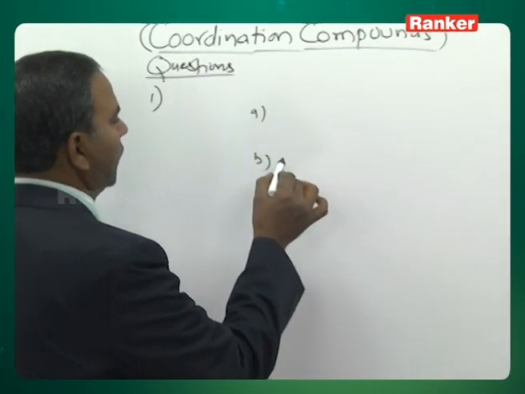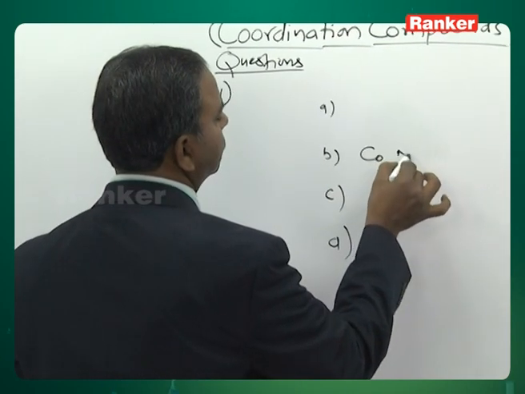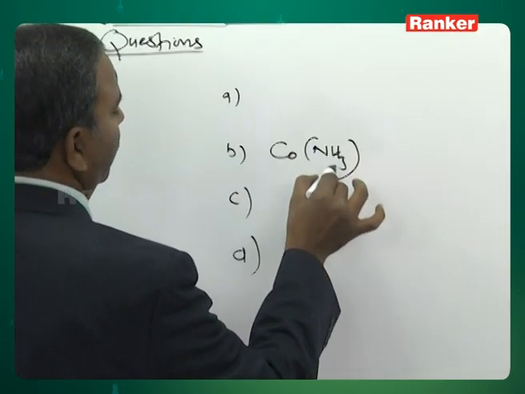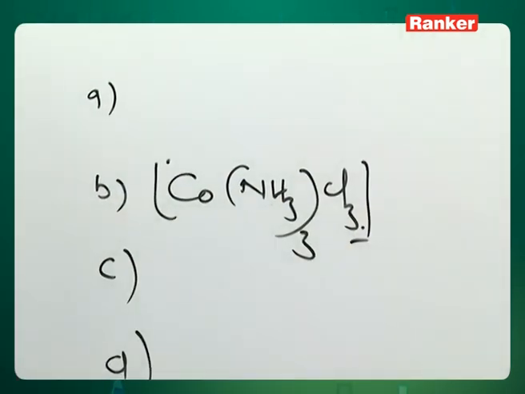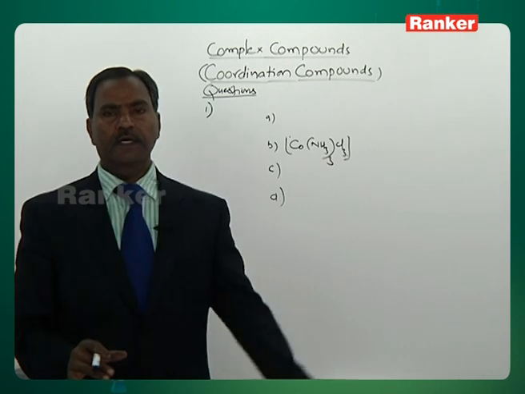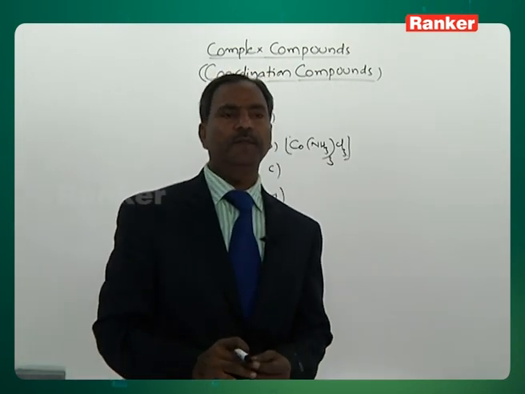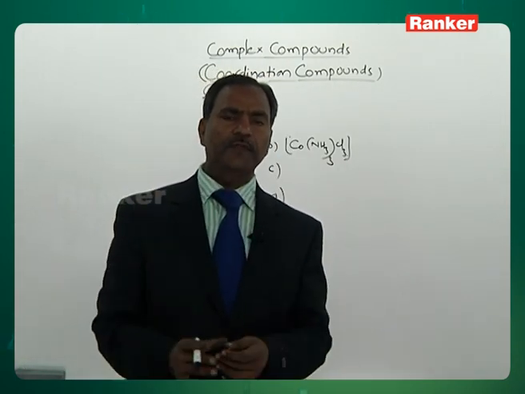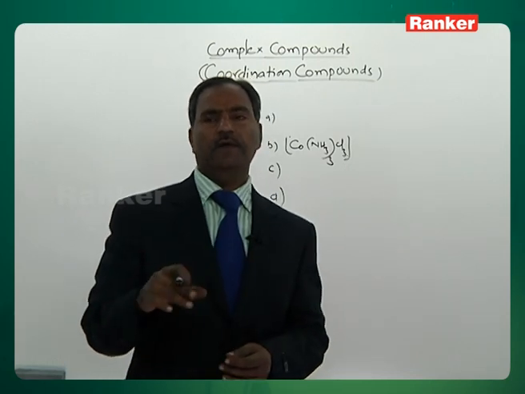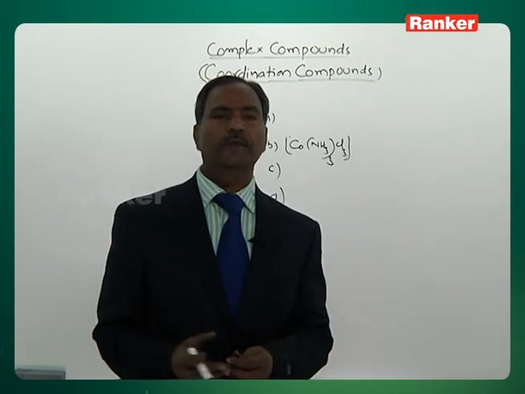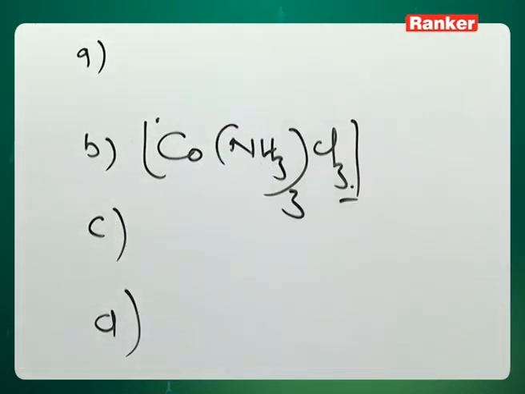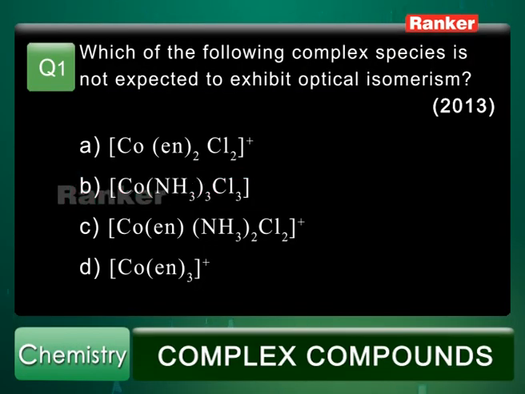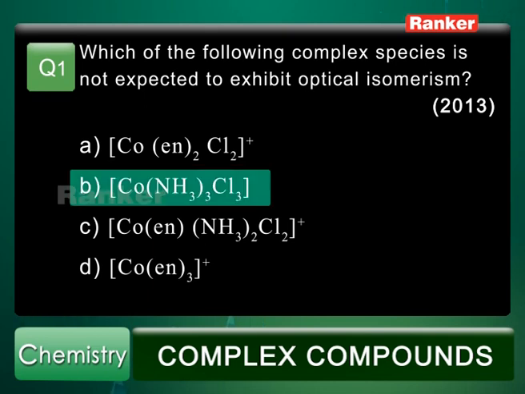So option B is given as Co(NH3)3Cl3. This is the complex. As we already discussed in optical isomerism, this is the Ma3B3 type. Either you take a cis isomer or a trans isomer, they are all symmetric. We can cut into equal halves. So option B is not expected to exhibit optical isomerism. So the answer is B.